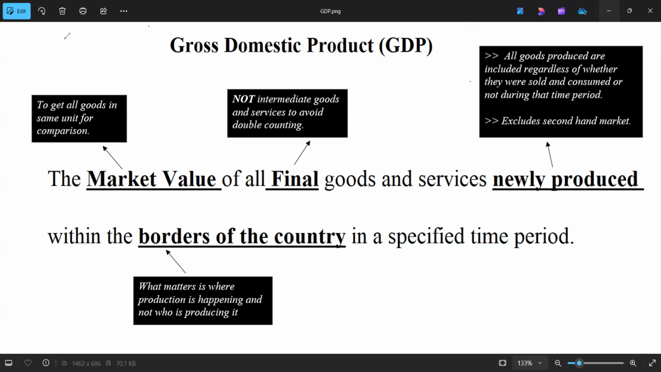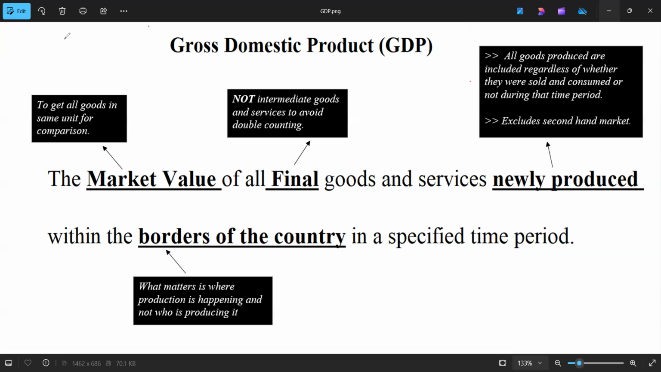Because say, imagine that you're using oranges to make orange juice. Now, the value of the oranges is already part of the value of the orange juice. So we would only include the value of the orange juice because it's already incorporating the value of oranges. If you were to include both of them, then we would be double counting the value of oranges.